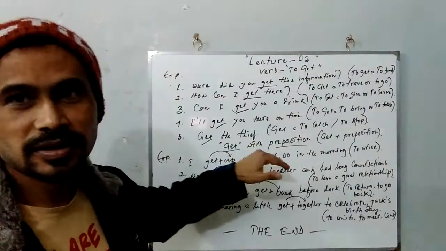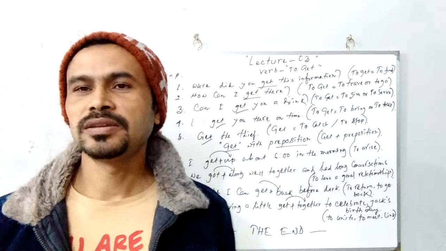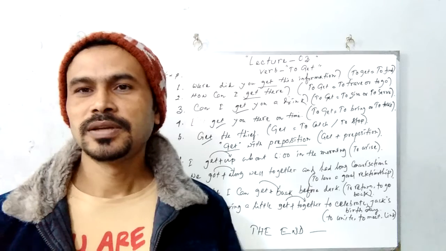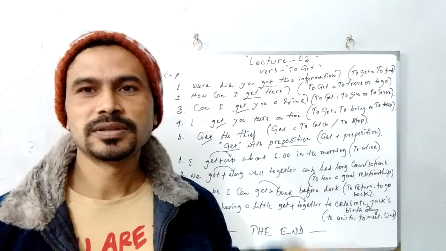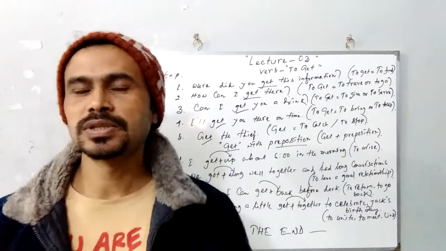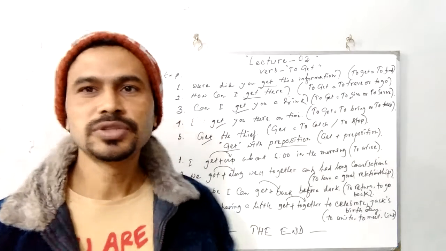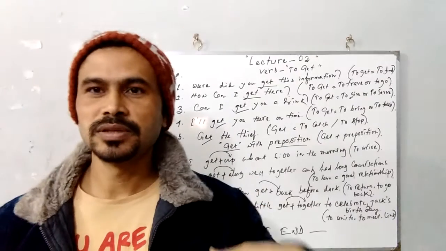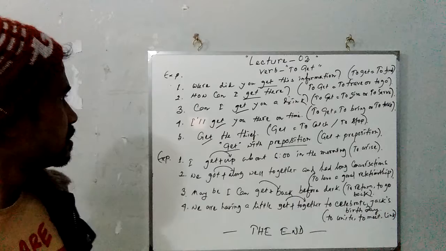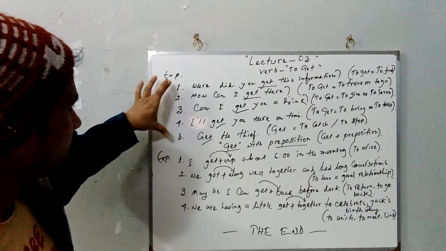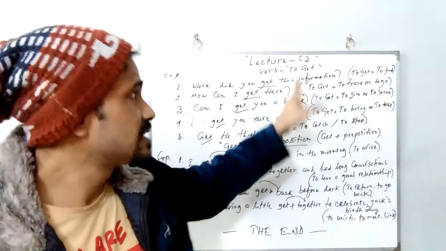When you use get in your daily conversation, the sentence will be very smooth, and I think it will be informal. Informal language is always used in our daily conversation, and native speakers always love to use this informal language in their daily speaking. So, my friends, I discussed 5 sentences by using get as a verb.